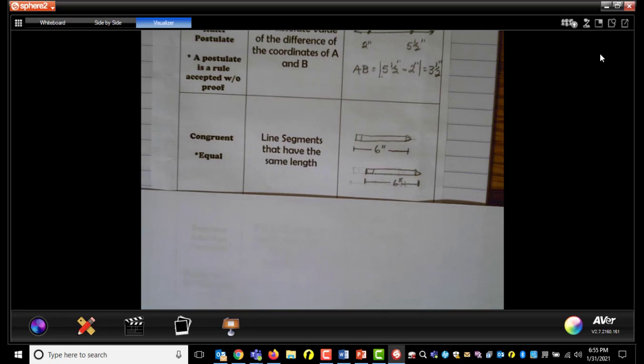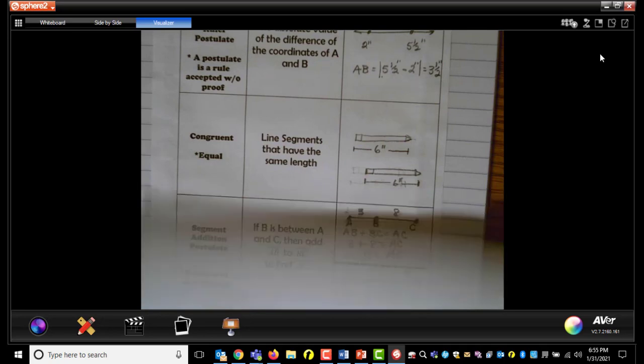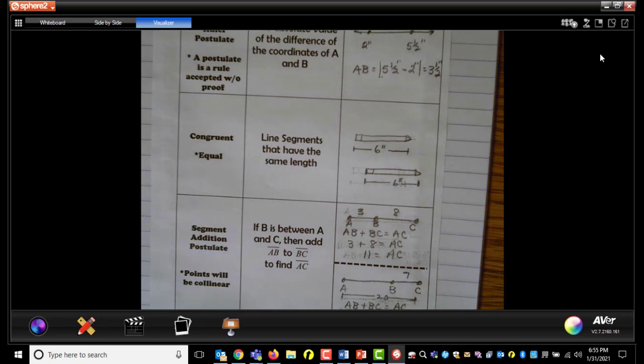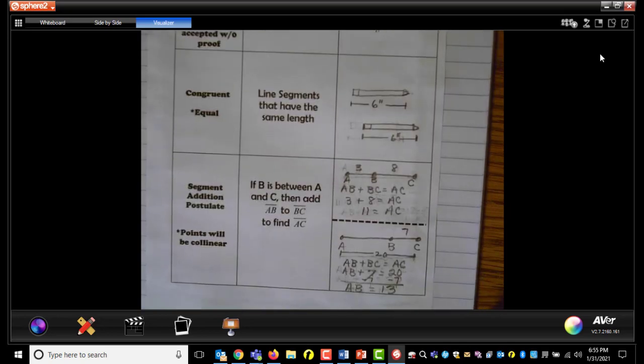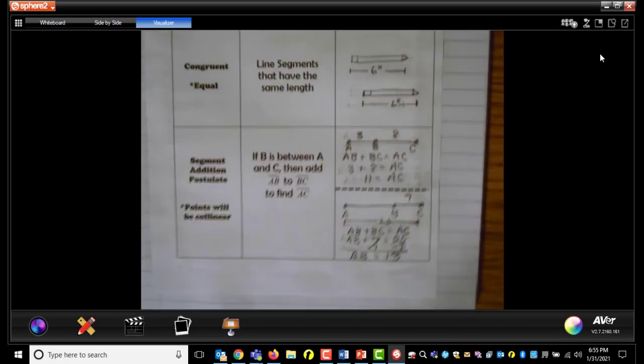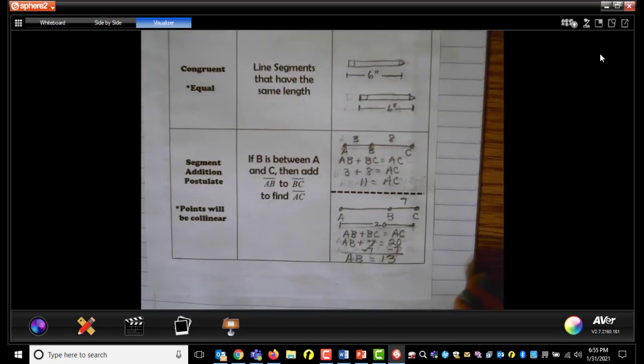And remember, anytime during the video you need to pause to finish your drawings, feel free to do that. This one's going to be kind of short and sweet. The last thing is the segment addition postulate. Now, those points will be collinear. We learned about that word in our first lesson. Collinear means that the points are all on the same line.